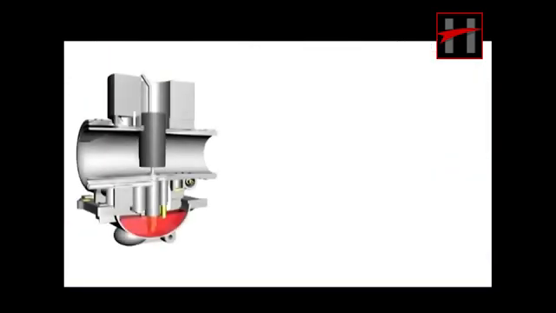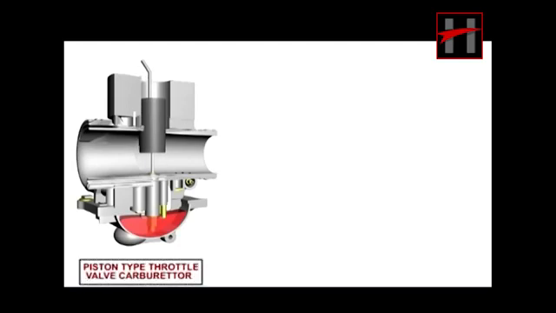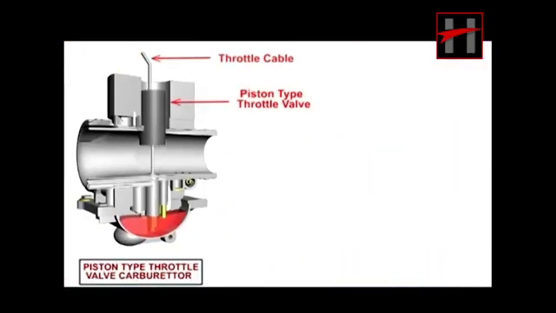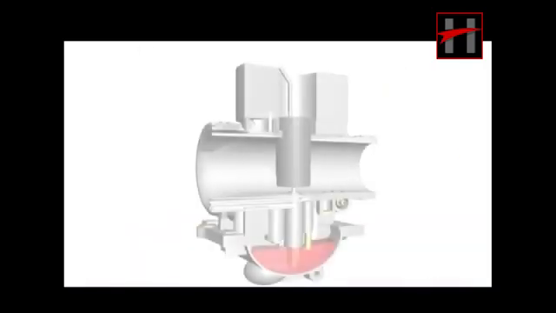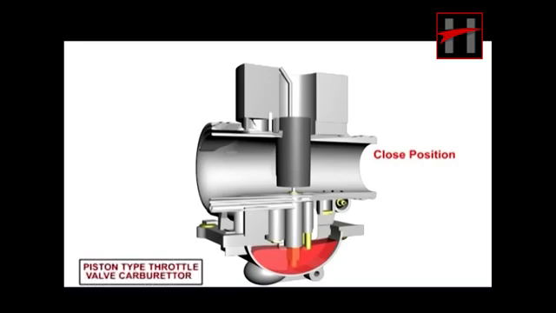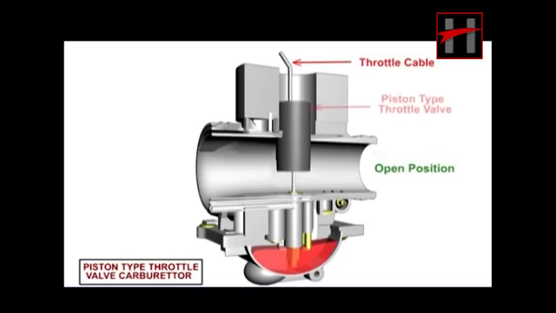Classified on the basis of throttle valve, there are two types of carburetor. One, piston type throttle valve carburetor, and two, butterfly slide type carburetor. What you see on screen is a piston type throttle valve carburetor. In this type of carburetor, venturi size is controlled by the piston valve, which is directly operated by the throttle cable.